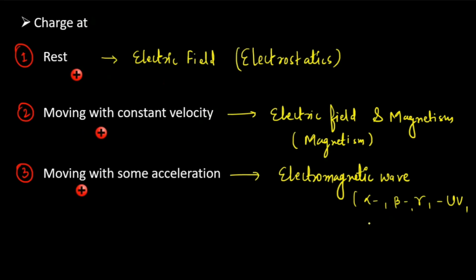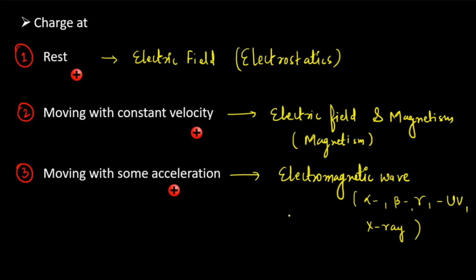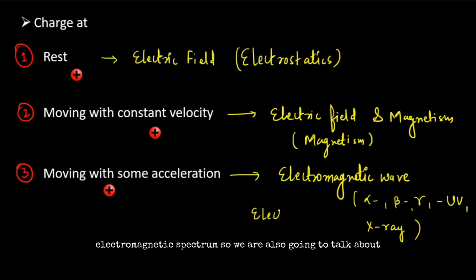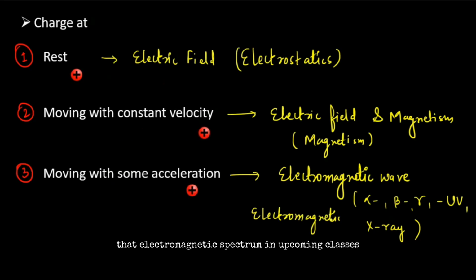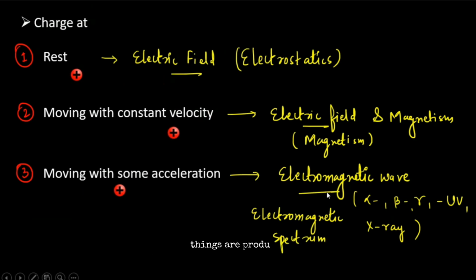Similarly, there are some X-rays, infrared rays, radio waves. So they all are part of the electromagnetic spectrum. We are also going to talk about that electromagnetic spectrum in upcoming classes. So what we need to understand here is how these things are produced. All these things are produced because of the charge motion.